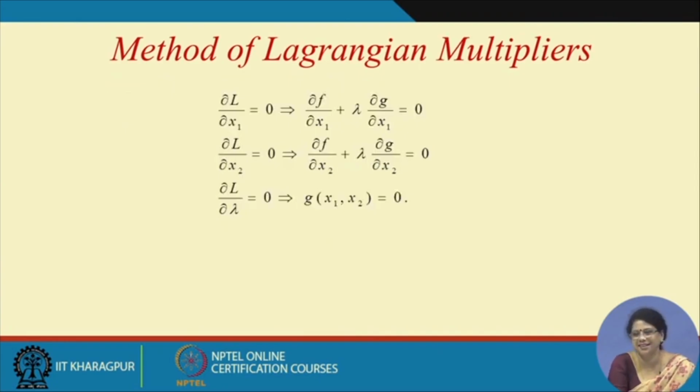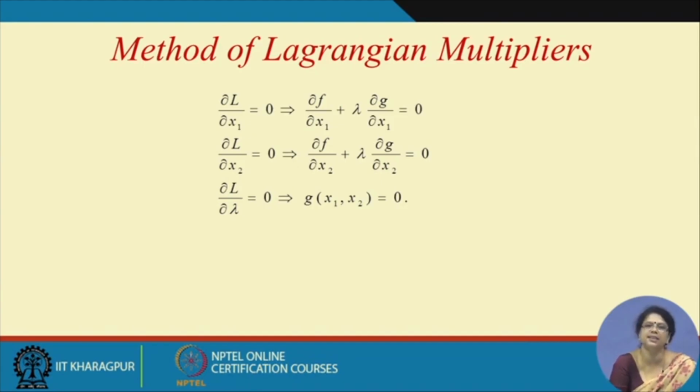This is the necessary condition through the Lagrange, because since it has now three variables, we can say that del L by del x1 must be equal to del f by del x1 plus lambda into del g by del x1. B is a constant for us, that is why that part will not come. Now, del L by del x2 must be equal to del f by del x2 plus lambda into del g by del x2.